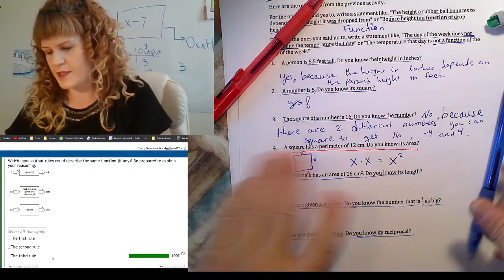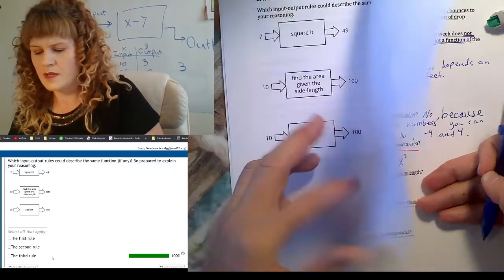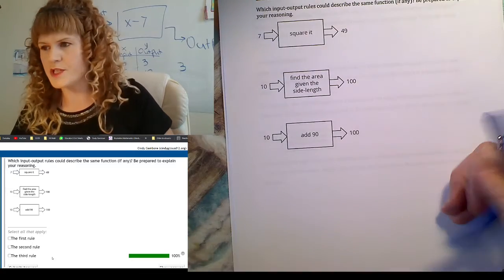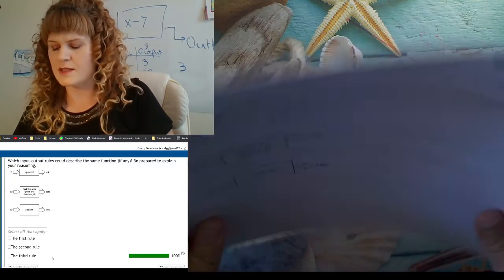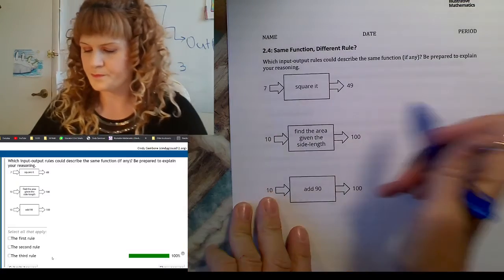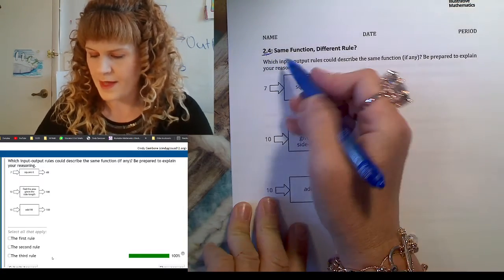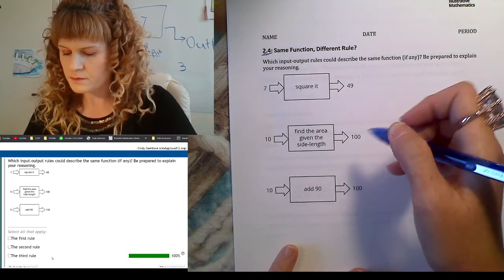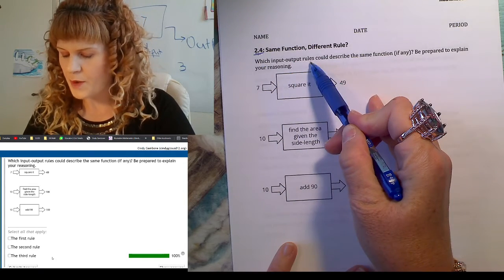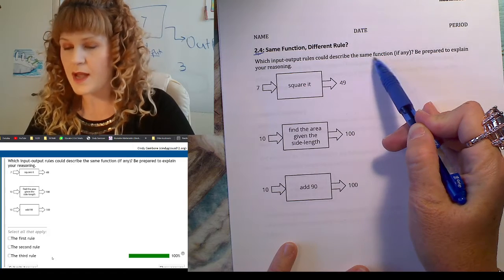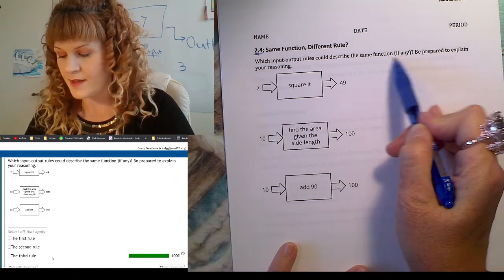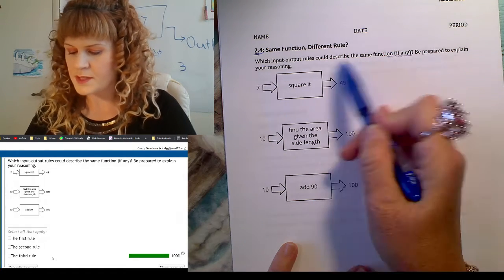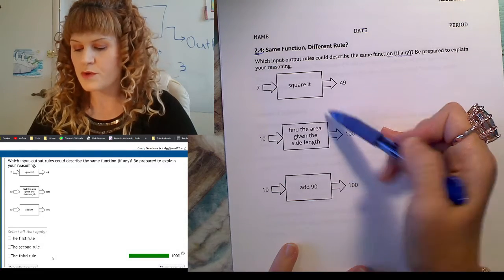Phew! Okay, we finished that page. You can follow along on your worksheets, but remember, I'm just checking answers in the computer. This is the 4th activity. 2.4 means 4th activity. Which input-output rules could describe the same function, if any? Be prepared to explain your answer or your reasoning.